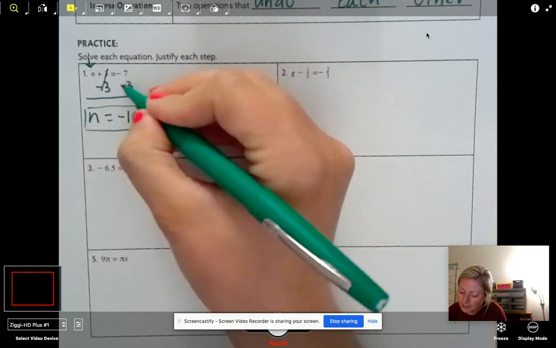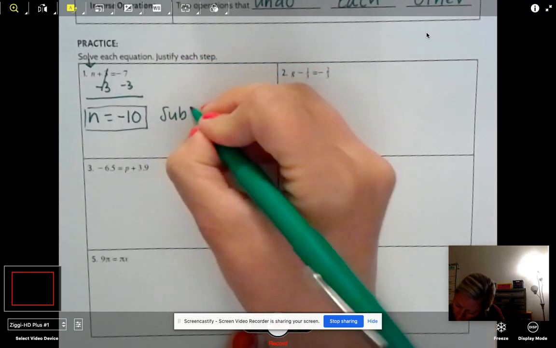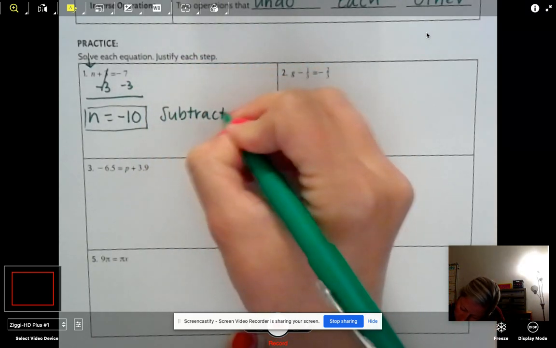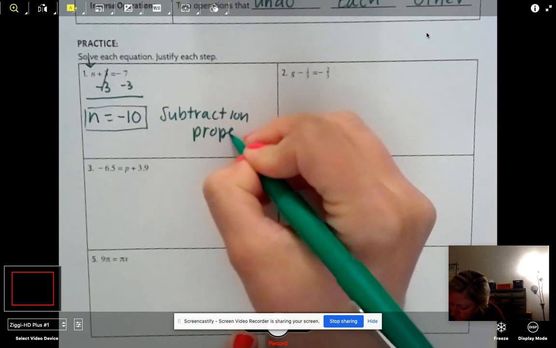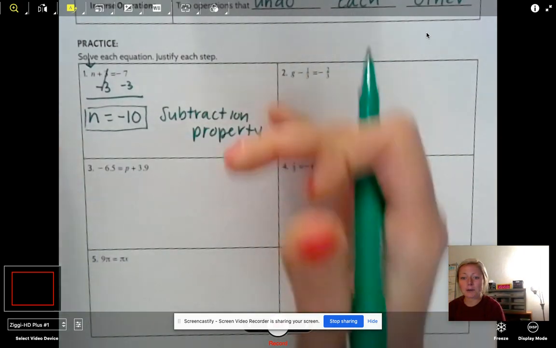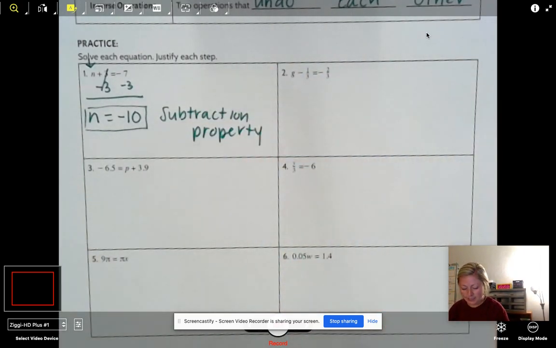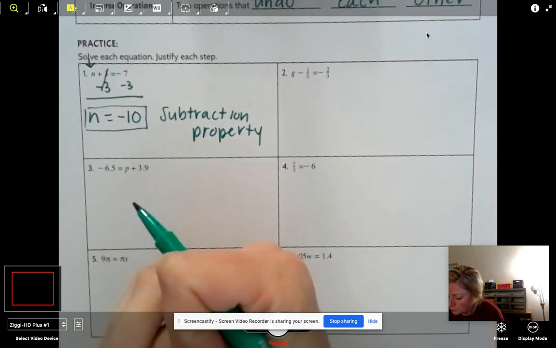And how did we get that? Well, look, we subtracted 3, so we would say the subtraction property. Okay, so this is kind of what it's going to look like for these next few examples, okay? So let's try number 2.